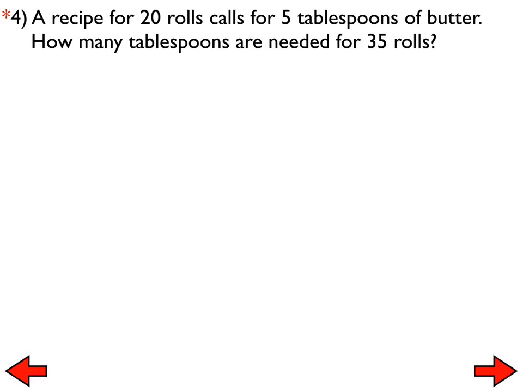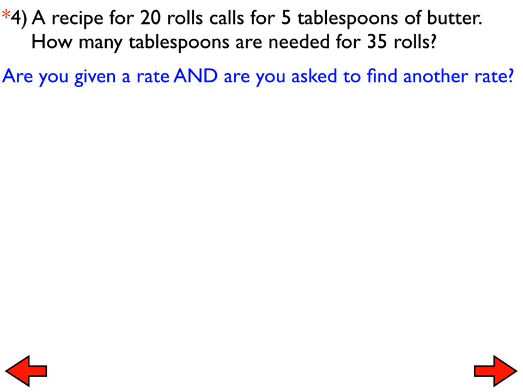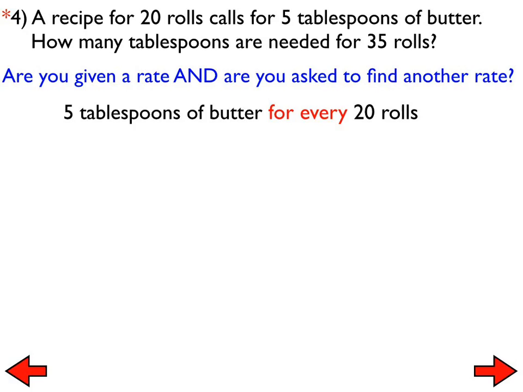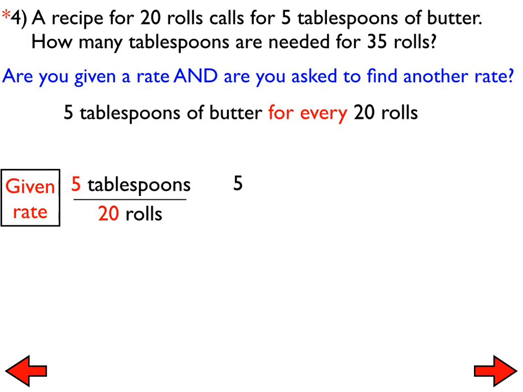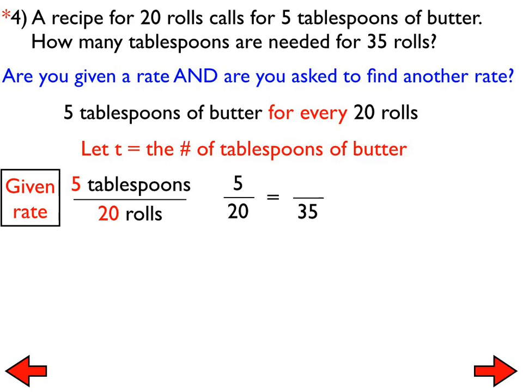So here we go for number 4. We are given a rate, 5 tablespoons of butter for every 20 rolls. That is the given rate. That helps us with our setup, because then we are asked to find another rate. So the question is, how many tablespoons, that's where the variable goes on top, will it take to make 35 rolls? From there, multiply both sides by 35, and that would give us 175 over 20.